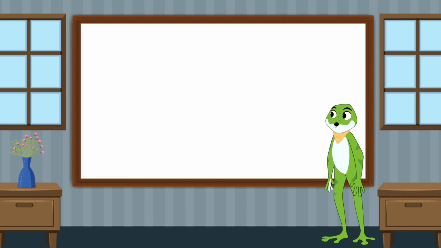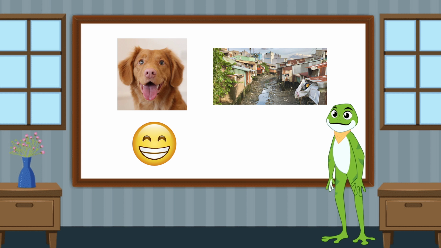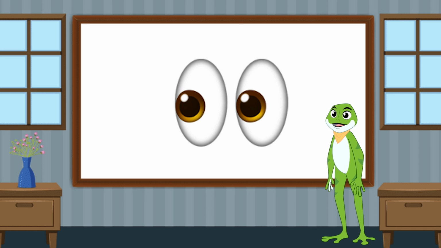Alright guys, I want you now to think about matching the expression with the content. For example, if you have a happy slide, something like maybe a dog, you should have happy facial expressions, such as a big smile or a grin. But if it's sad, something maybe about homelessness or climate change, you should have more of a gloomy look on your face. And finally, let's look at eye contact.